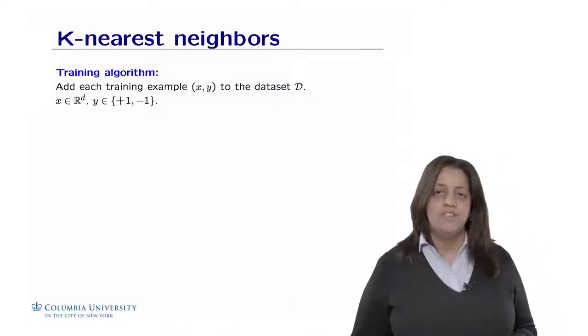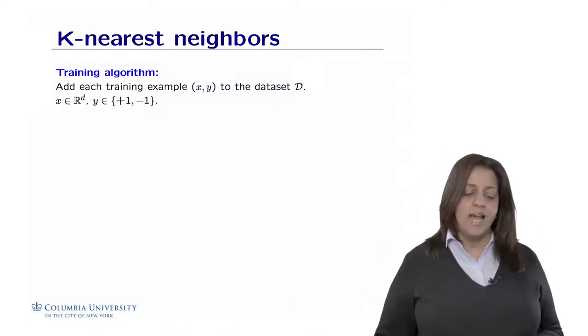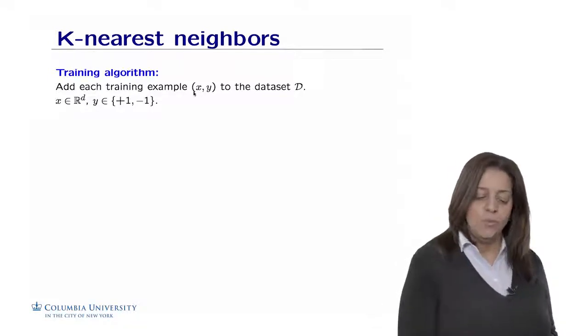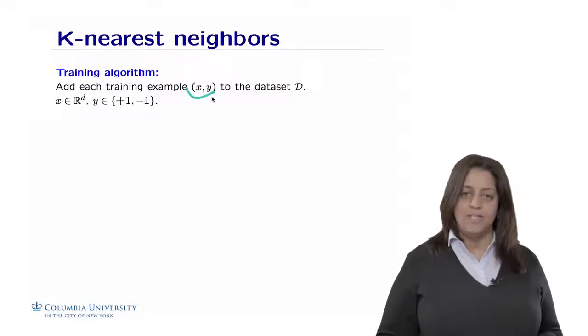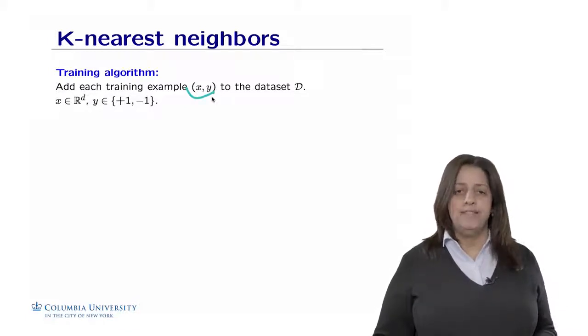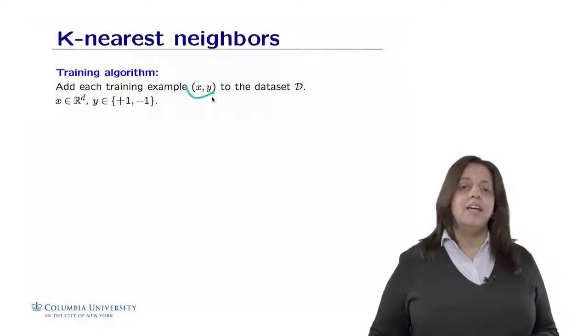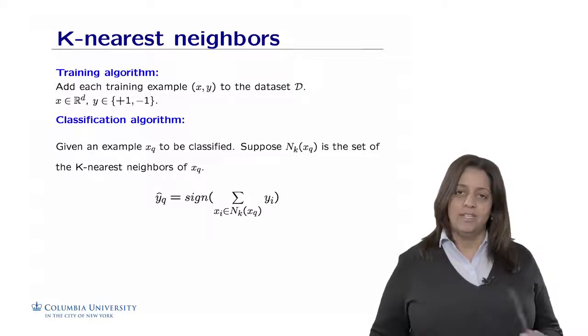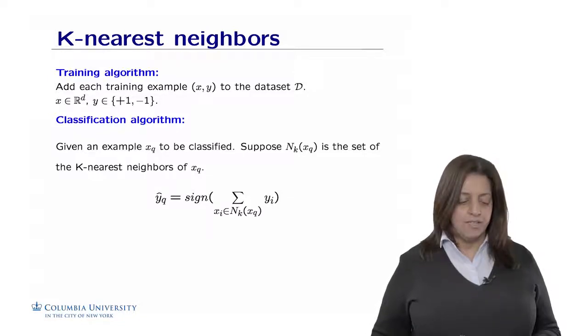The training algorithm is very simple. It simply consists in adding all the examples, x and y, where x is the feature value and y is the label, to the data set D. This simply means store your data. That's all you need to do for training. There is no training and no model built at all. Then the classification stage, or classification algorithm, consists in the following.